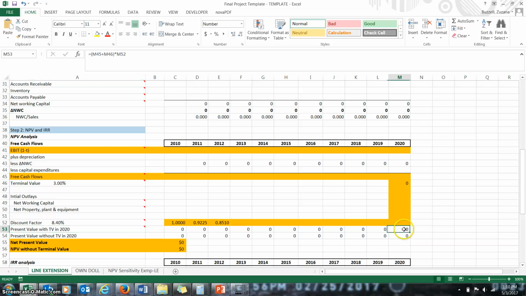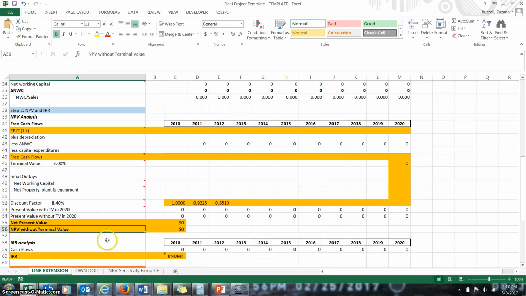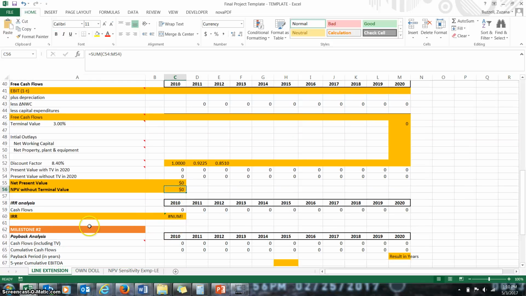And as you can see, in year 2020, you have to add to it your terminal value, okay? So you will add these two and discount them together, but it's going to do it for you. Then you have another present value without the terminal value, and that's going to be used obviously for your net present value and net present value without terminal value. So these will automatically calculate.